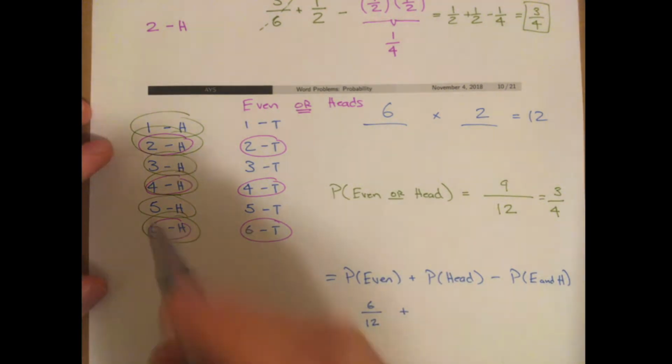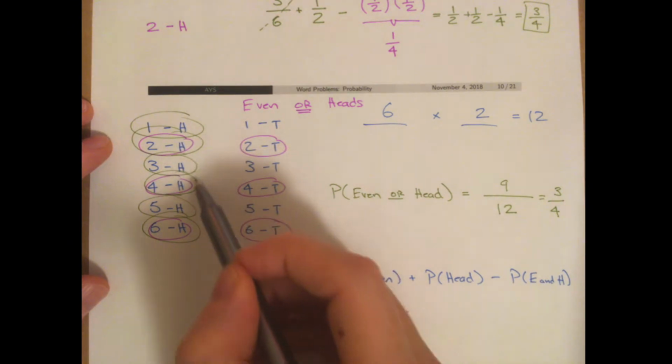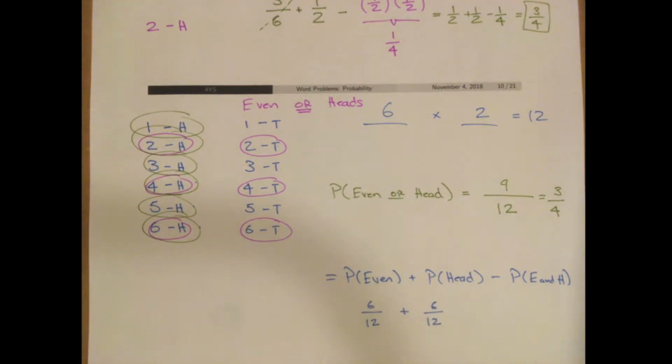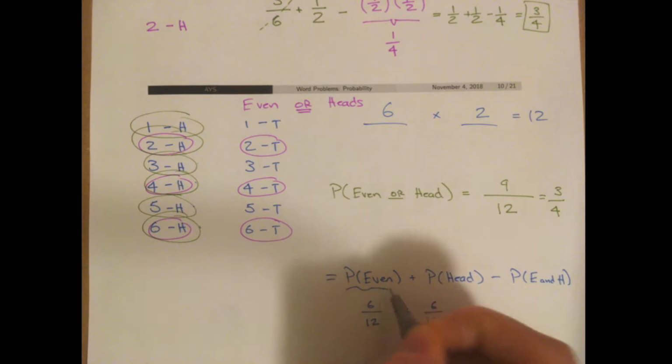Plus, how many did I circle when I was doing the heads? Well, I circled everything in green. I circled 1, 2, 3, 4, 5, 6. Well, I also circled 6. 6 over 12. Now the problem is, some of them got counted twice, meaning some of them got circled twice. And the ones that got circled twice got counted twice. They got counted in this, and they got counted here.